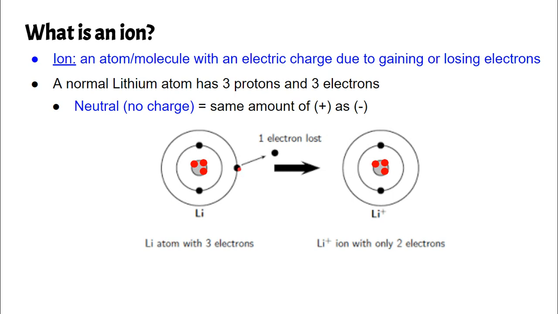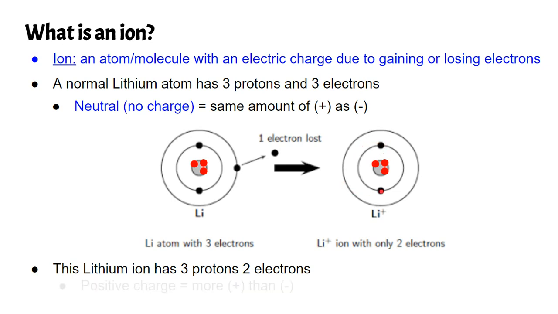If we lose one of these electrons in lithium, our molecule is going to turn into this one over here. So this lithium ion, now it's an ion, has 3 protons and 2 electrons. It has more positive protons over here than it has negative electrons. So that means that this is a positively charged ion.